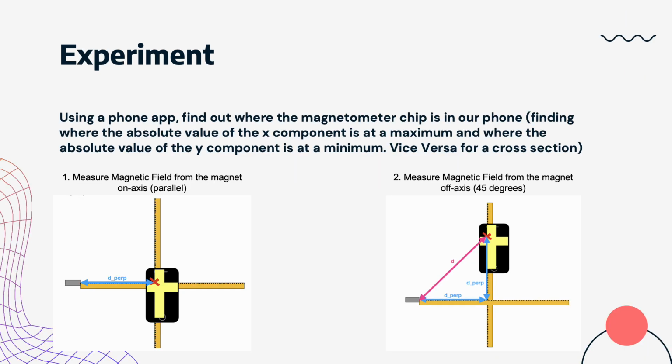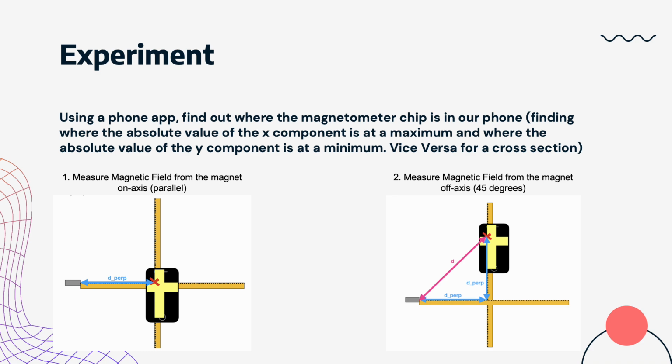So, a little bit about our experiment. First, using a phone app, we found out where the magnetometer chip was in our phone. This was done by putting our phone on the yardstick and finding the absolute value of the x component when it was a maximum, and where the absolute value of the y component was a minimum, and then we did vice versa, so we could get a cross section to really find out where that chip was, so we could start the experiment.